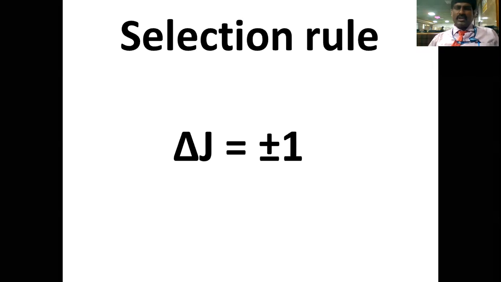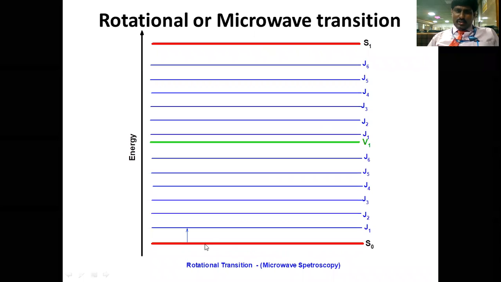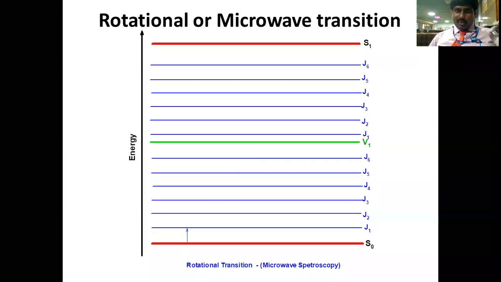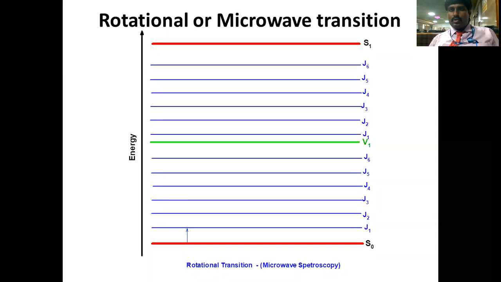What is this plus or minus indicating? The electron can go from J0 to J1 or J1 to J2, J3 to J4, like that. But the electron cannot go from J0 to J5, J0 to J2, J0 to J4, like that. That means the difference in the rotational energy transition levels should be plus or minus 1. If it is going from 0 to 1, it is called absorption. If it is coming from J1 to J0, that is del J equal to minus 1.